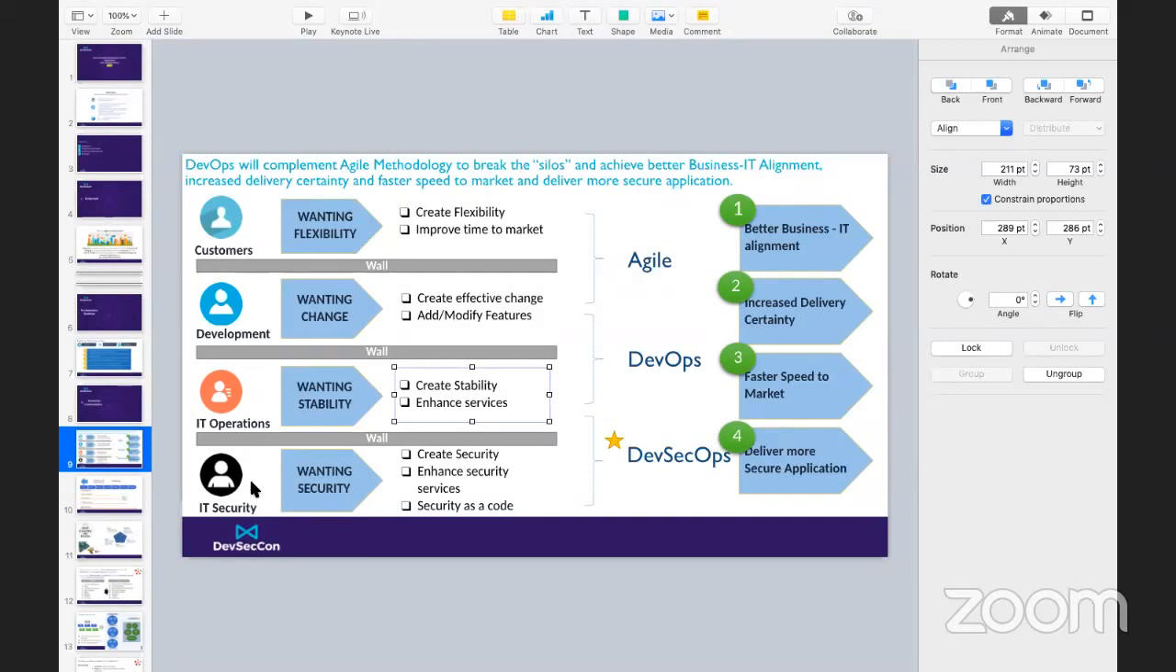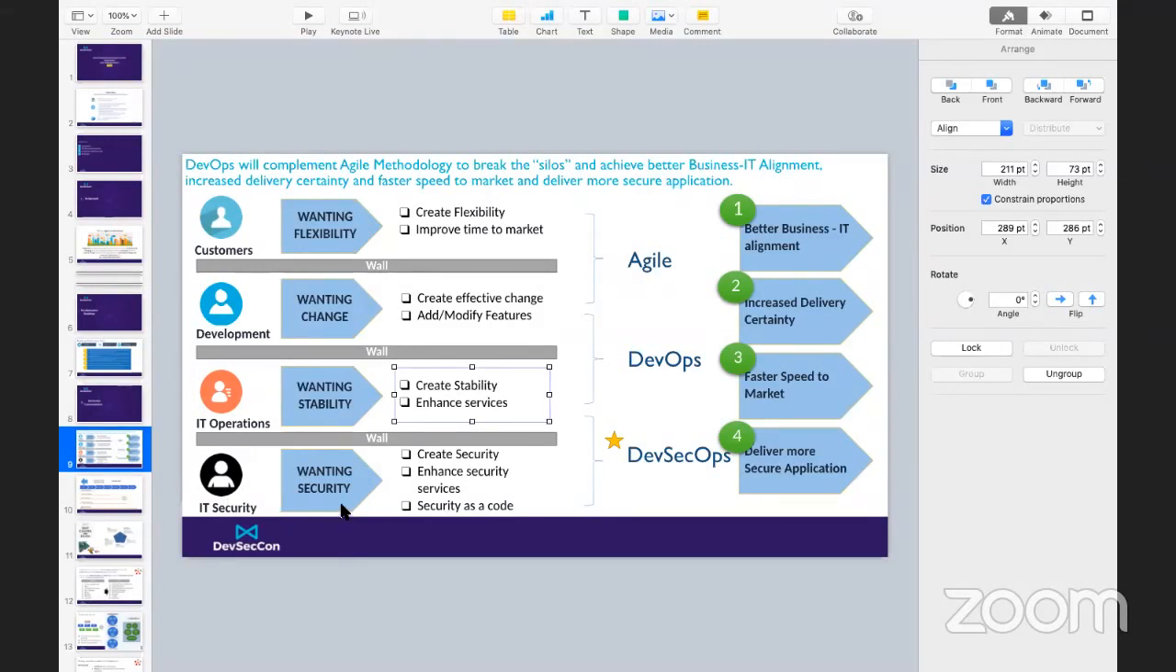So when your product is already done and the security team only informs you very late, they become a blocker. So now we want to break this wall by doing DevSecOps, so that we deliver a more secure application.